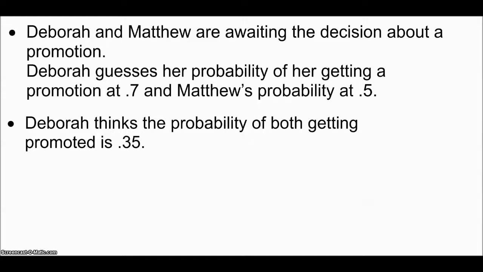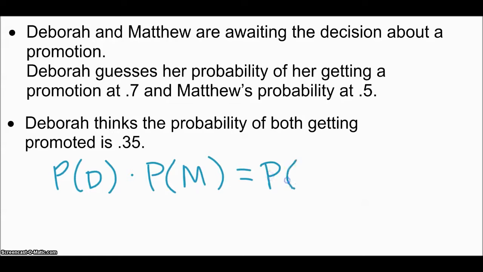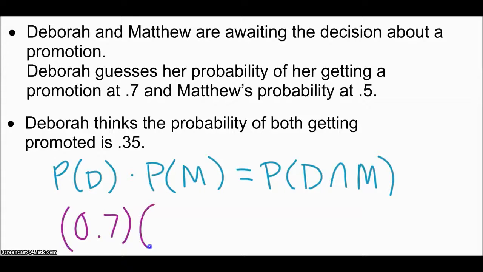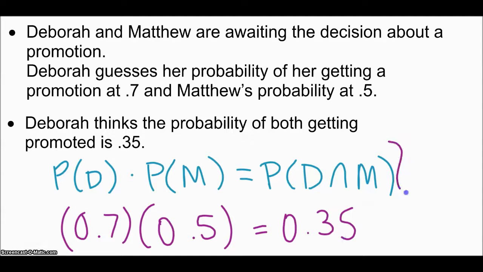So before we begin, we must figure out, are these two events independent? Is the probability of Deborah getting promoted times the probability of Matthew getting promoted the same as the probability of Deborah and Matthew getting promoted? So the probability of Deborah is 0.7. The probability of Matthew is 0.5. Is that equal to 0.35, which Deborah says is the probability of them both getting promoted? And the answer to this is yes. So that means that these events are independent.